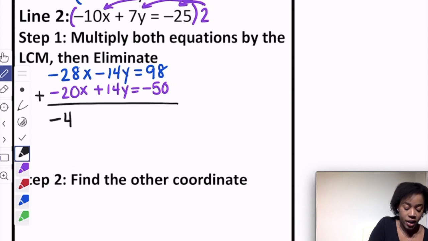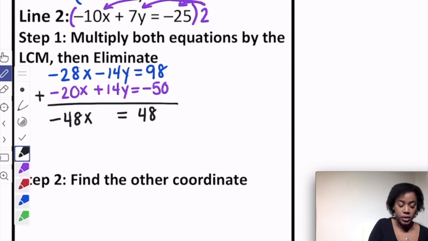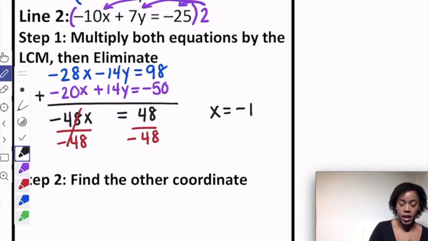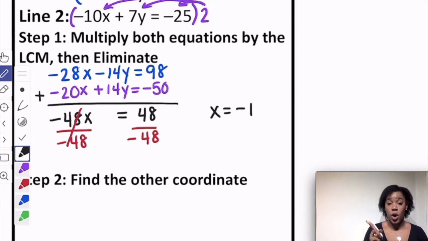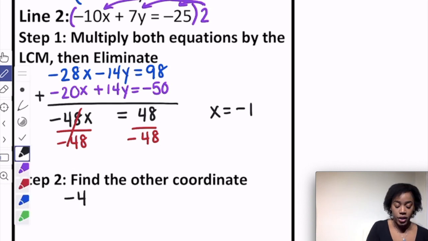Now we can combine these. We're going to have negative 48x equals 48. And if we divide both sides by negative 48 to isolate our x, we are going to get x equals negative 1. So we found one coordinate. Now in order to find the other coordinate, we're going to take one of the original equations. We're going to go ahead and use the first one.